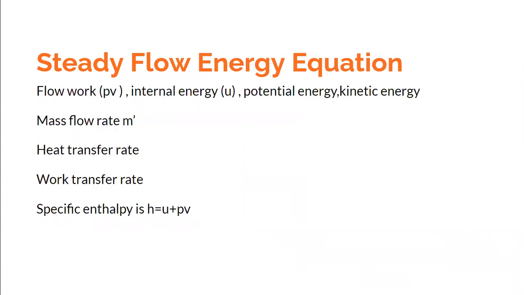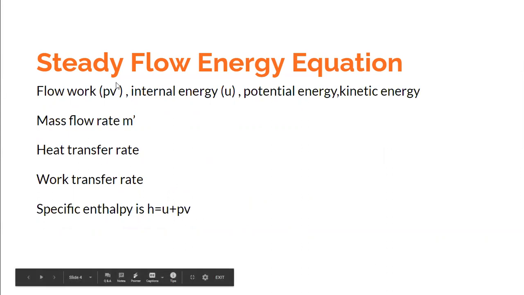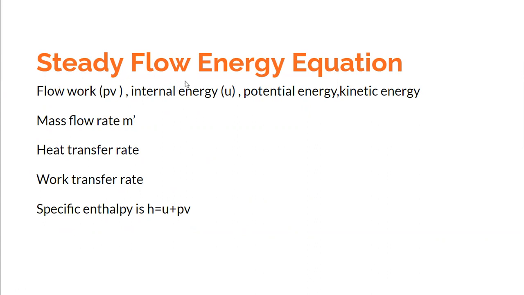Okay, the stream which is exiting the control volume. So as we said, the terms we need to be familiar with: we need to be clear about what is a flow work, which is entering and exiting the control volume, the internal energy entering and exiting the control volume, the potential energy at inlet and potential energy at exit, and kinetic energy at inlet and exit. Okay, the mass flow rate is important. The heat transfer rate and work transfer rate would also matter a lot.